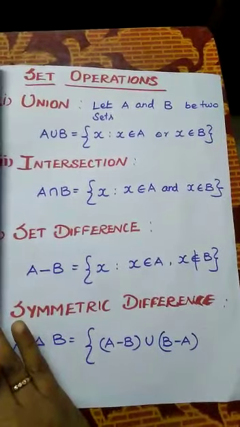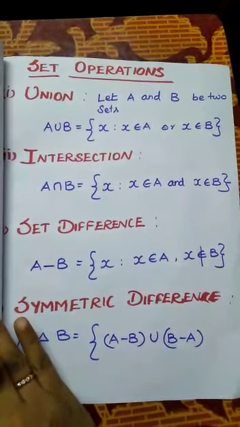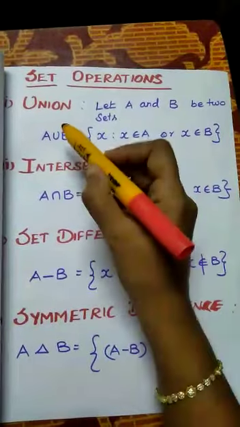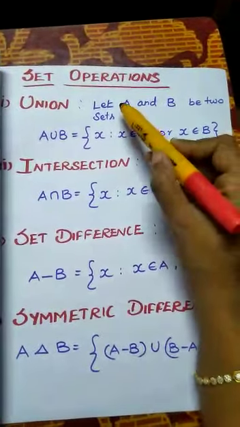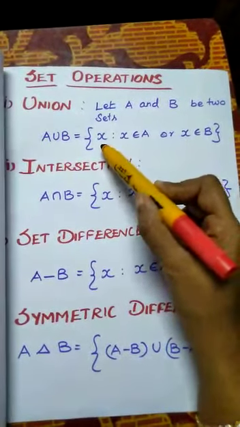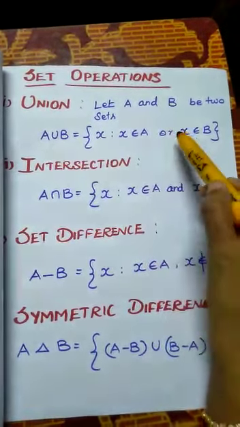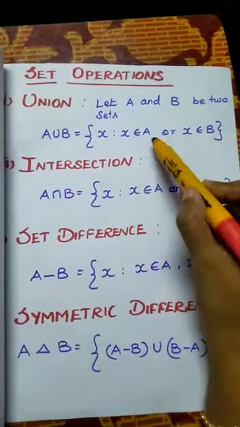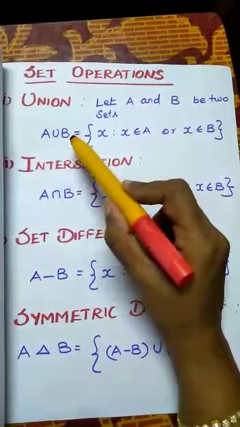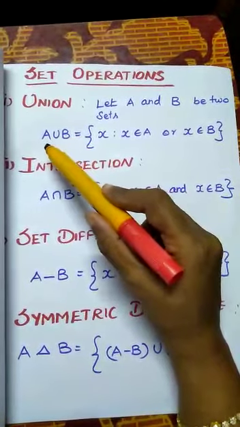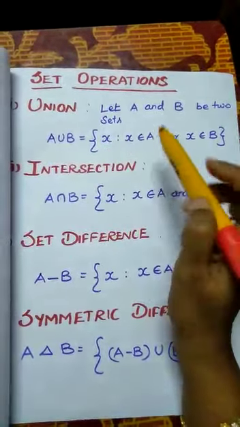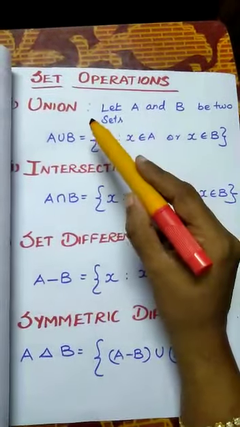The next one, operation on sets. The 4 important operations are union, intersection, set difference, then finally symmetric difference. Union of two sets means we have to take A and B as two sets. A union B is equal to the set of all x such that x belongs to A or x belongs to B. What is the meaning of this? Suppose we take A equal to {1, 2, 3}, B equal to {3, 4, 5}. What is the A union B value? {1, 2, 3, 4, 5}. We have to combine the sets, that is union set.